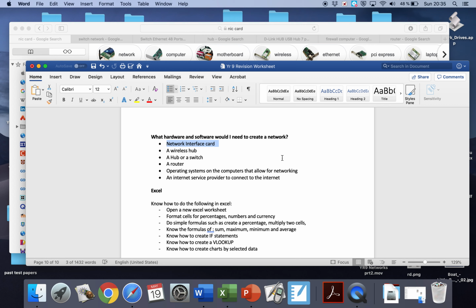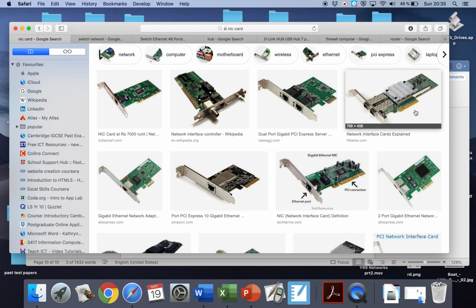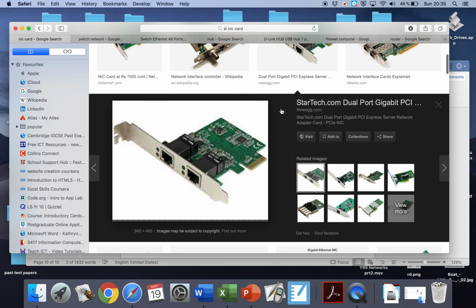What hardware and software would I need to create a network? Okay, as I said, first thing you'll need is a network interface card. As I said, these go into each computer. All right, this is what they used to look like in the old days. An Ethernet cable would be plugged into one of these ports, and that cable would provide access to not only the network, but to the internet.